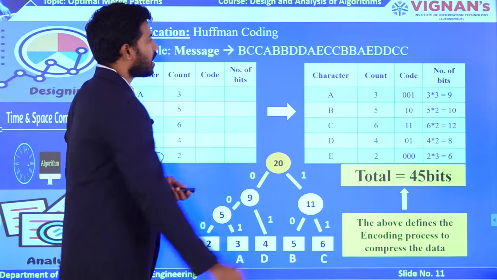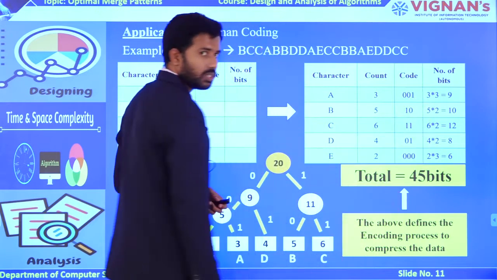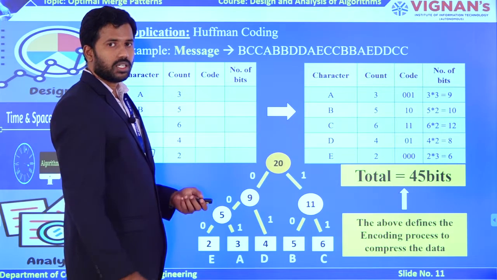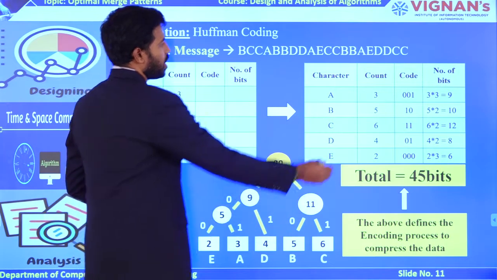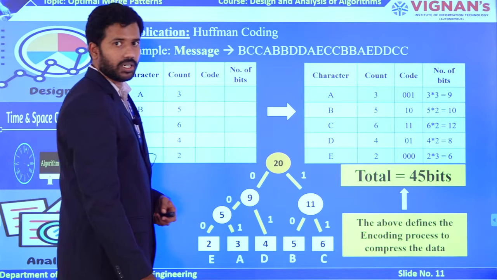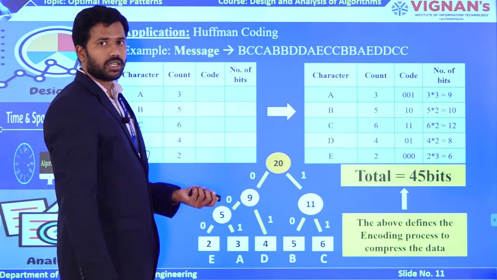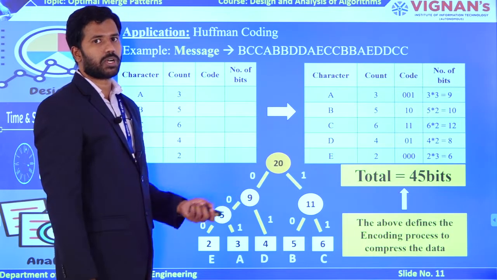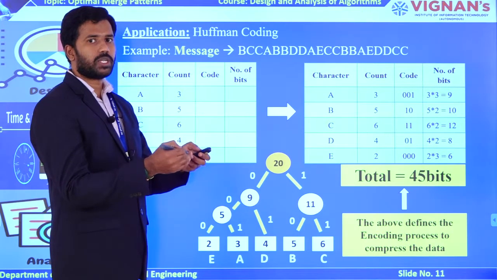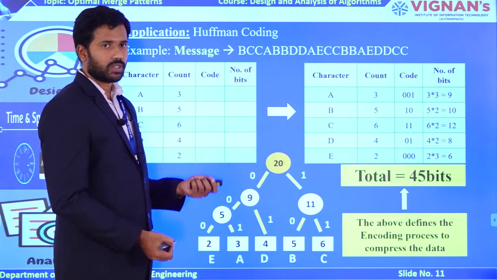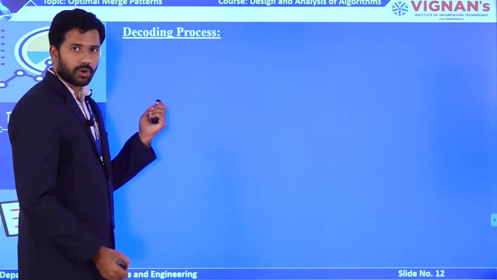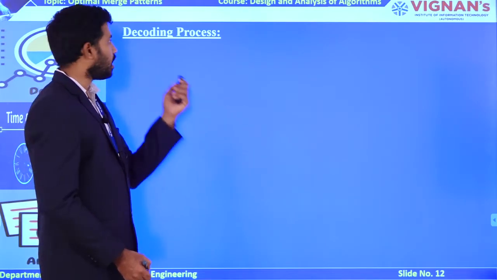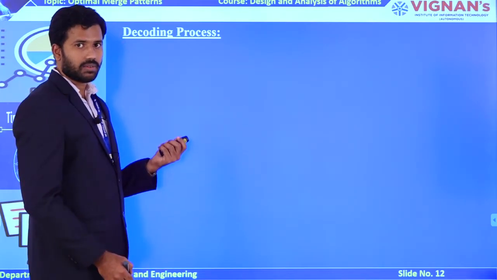Why? Because the sender has converted this A into a representation of 001. To decode this information into plain text, you must have this table information with the corresponding coding bits. Then it is very easy, otherwise it is not possible to view the encrypted information as plain text. Okay. Now let us discuss the decoding process at the receiver side. Encryption will be done at the sender side and decryption will be done at the receiver side.